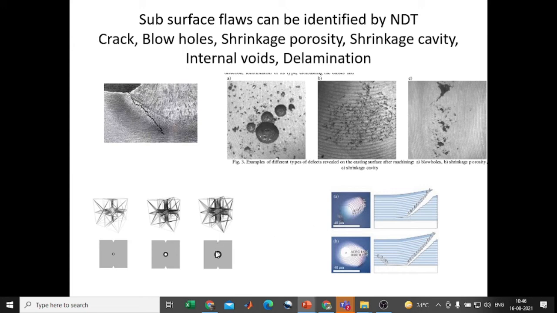Some materials have internal voids. In the lower left corner there is a circular portion available. These circular portions are known as internal voids. Due to improper material supply or improper dendrite formation, these kinds of internal voids are formed inside the material. We can identify them with non-destructive testing methods such as radiography or ultrasonic testing procedure.